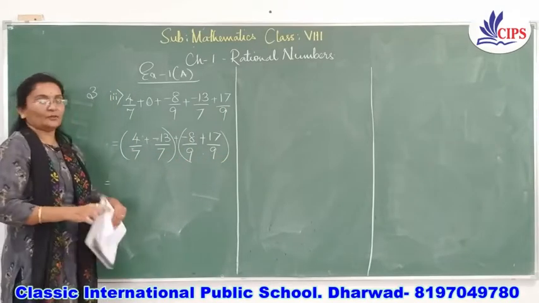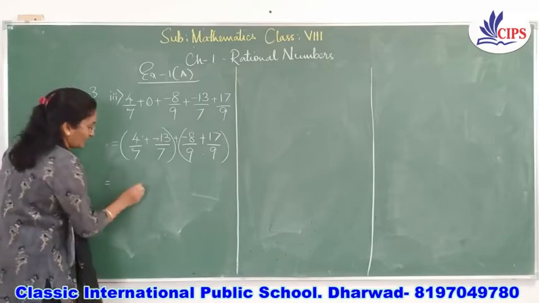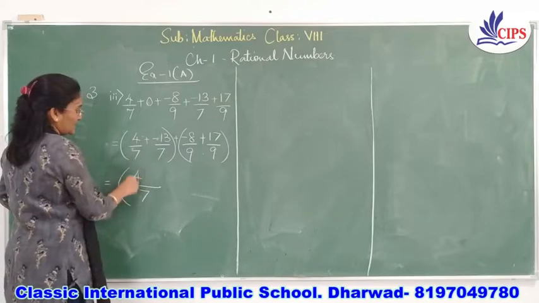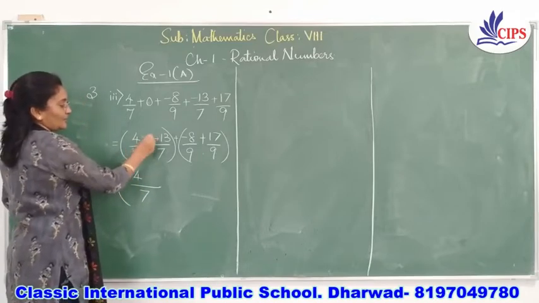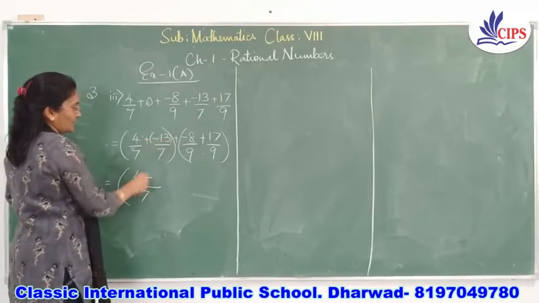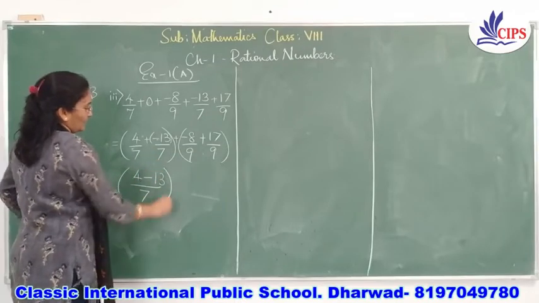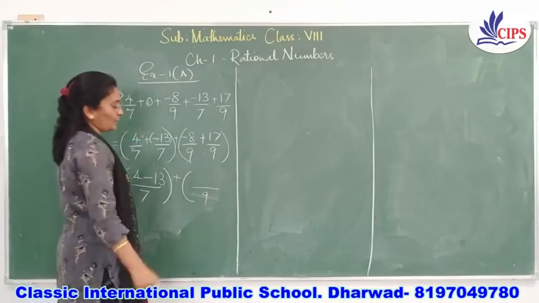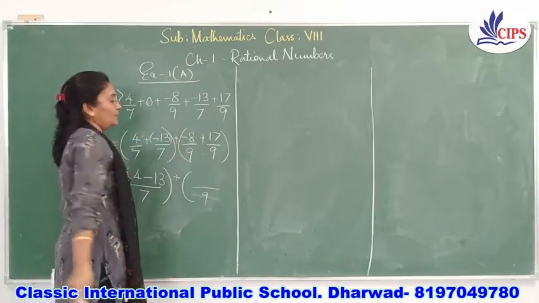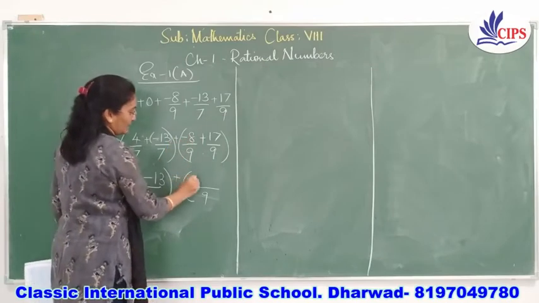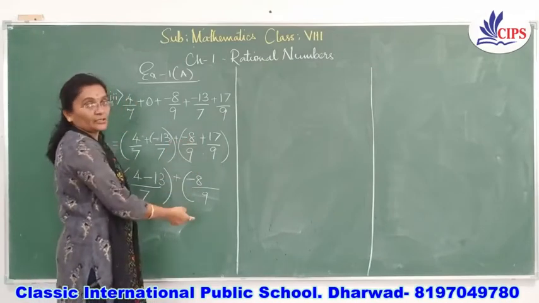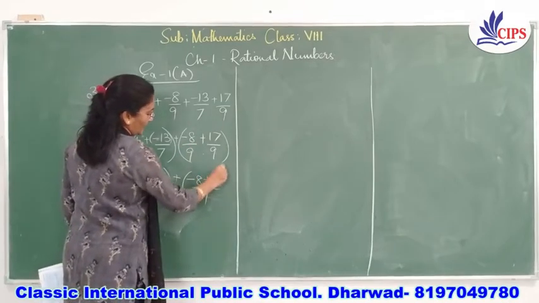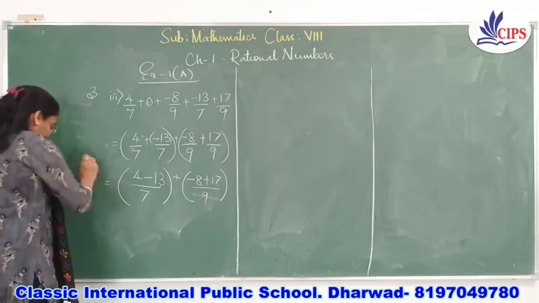Now here we have got the same denominator 7. So I'll write the same denominator 7 for both, and here 4 I'll write as it is. We'll multiply the sign first. Plus into minus is minus, so I'll write minus here, and 13. And here as both the denominators are same, I'll write 9 as common for both. Here I'll write minus 8, no need to multiply because we have already written the LCM, and plus 17.